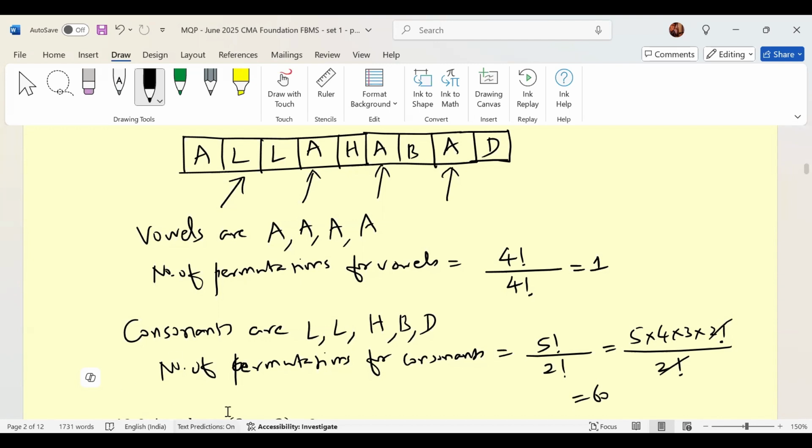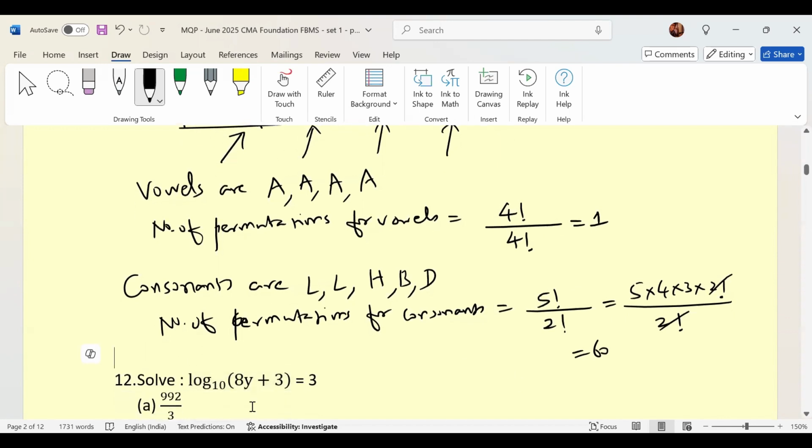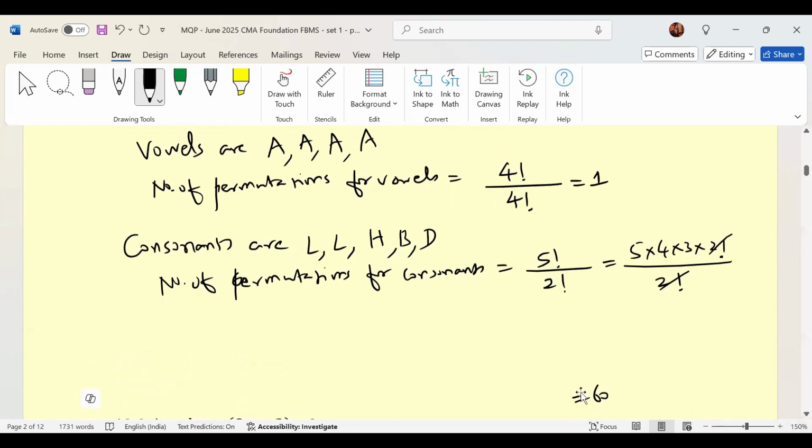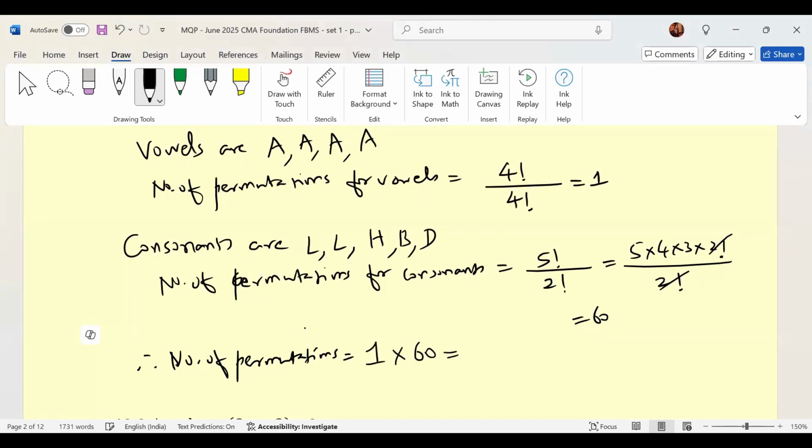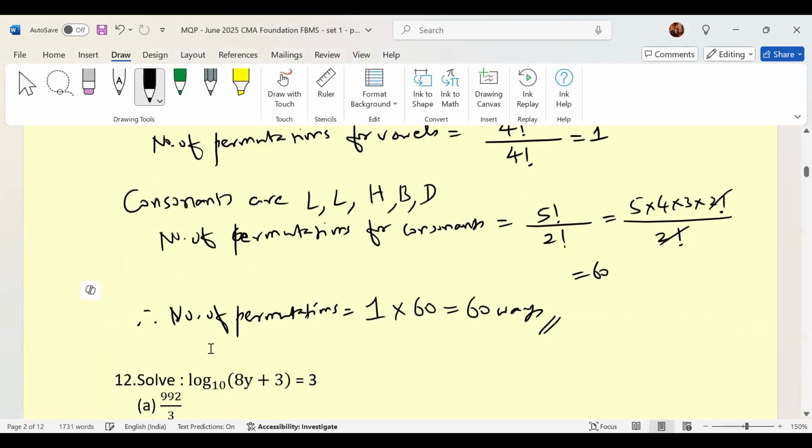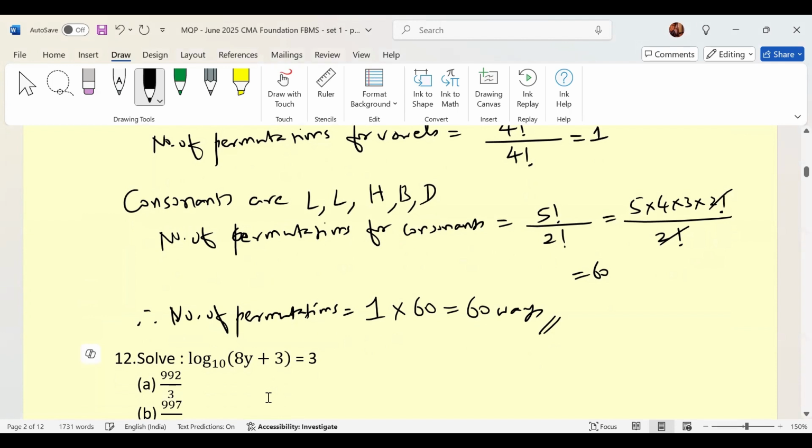Therefore, the total number of permutations will be 1 multiplied by 60. So it will be 60 ways. That is the solution for this. Let us move on to the next one.